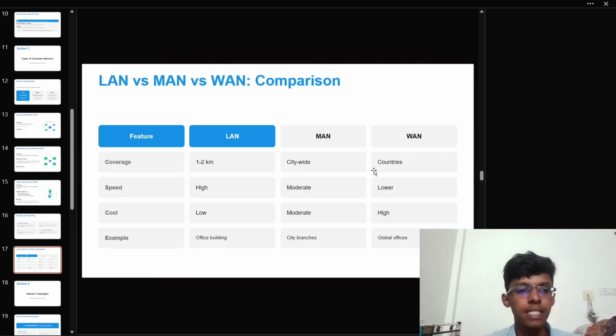In the next slide, we can see a brief comparison of LAN, WAN and MAN. The pattern is so clear: as we increase geographical coverage, speed decreases but cost increases. LANs are perfect for small areas where you need high speed and low cost. WANs are necessary when you need connectivity across vast distances, even though they are more expensive and slower, right?